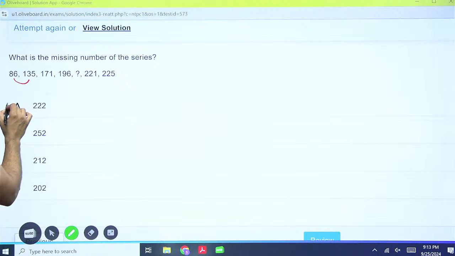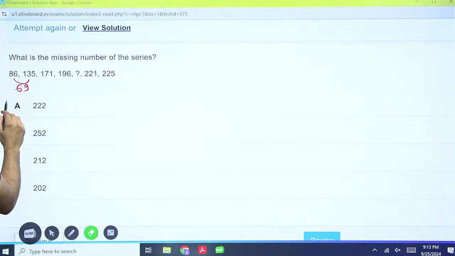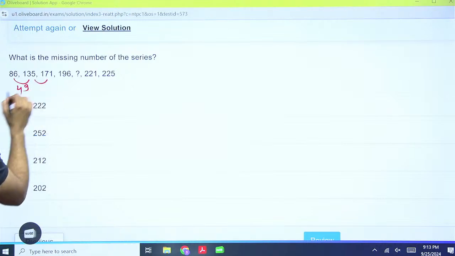What is the difference between this one? 15 minus 6, that is 9. 69, I guess. Right? No, 49. The difference should be 49. This is the difference. Find out the difference between both these numbers.